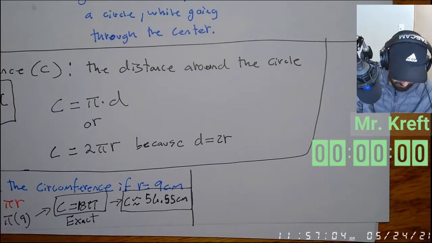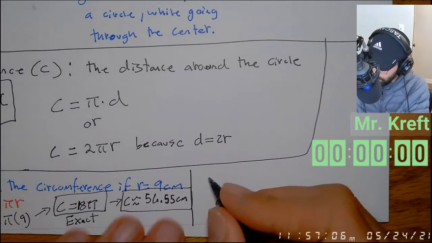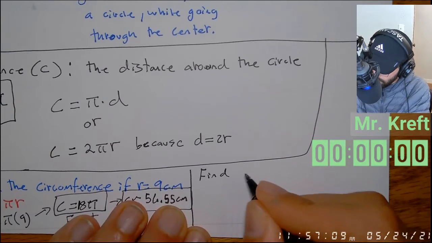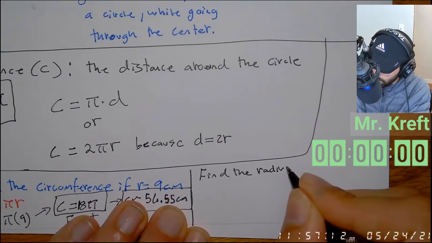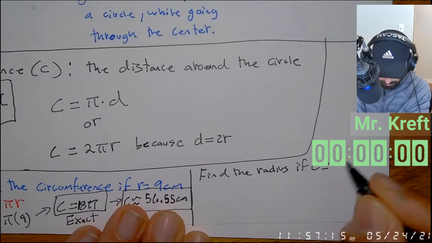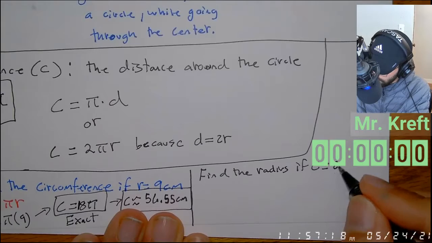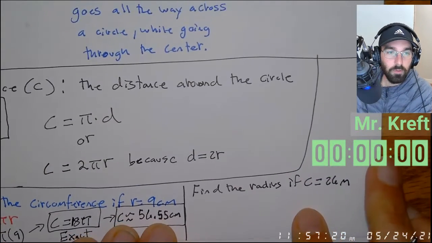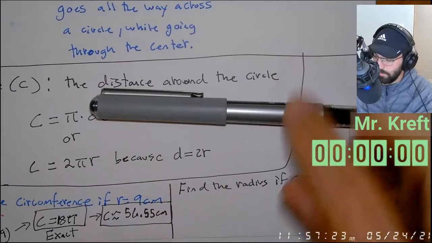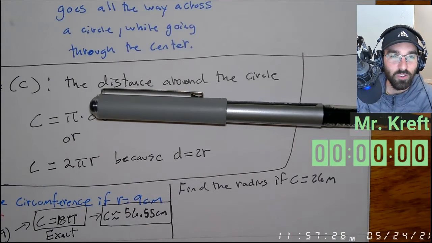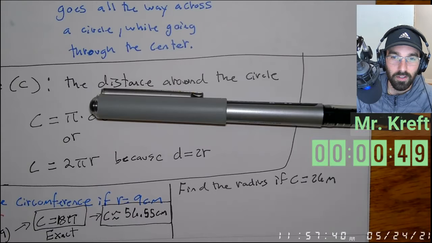Okay, so then let's do a second one. So here's part B of this. Okay, so we're going to find the radius if the circumference equals 26 meters. So down here in the bottom, find the radius if the circumference is 26 meters. And I'm going to give you guys a minute for that. So you're going to have to do a little bit of algebra here. Find the exact and the approximate answer.